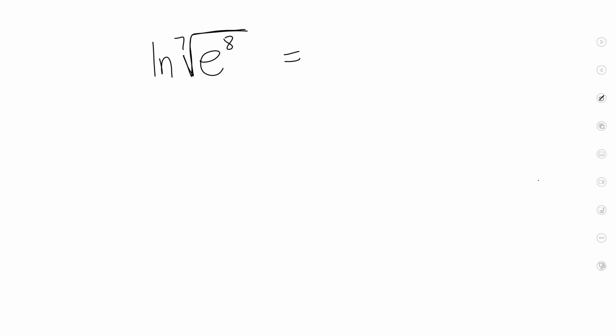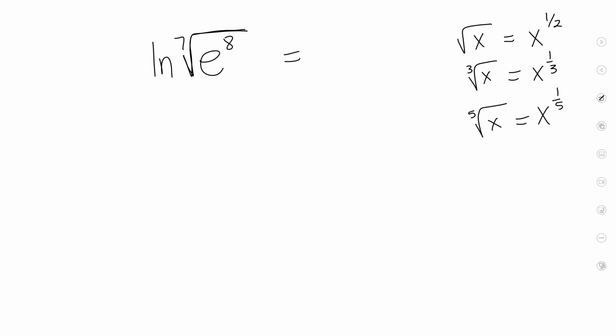All right, let's just do a quick reminder. Whenever you have x, square root of x, that's the same thing as x to the 1/2. When you have a cube root, that's the same thing as x to the 1/3. When you have it to the power of 5, that is the same thing as x to the 1/5. So how would you rewrite this one? ln e to the 8. And how are you rewriting this? To the 1/7.